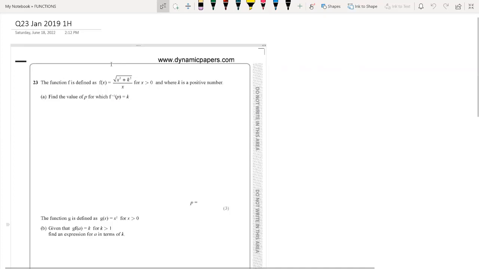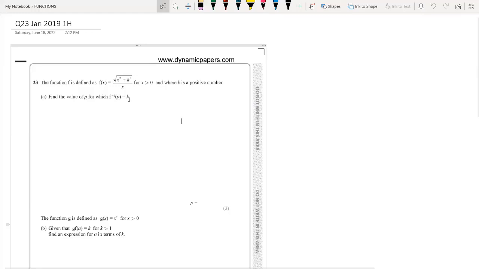The question is about functions. It's question number 23, and it says that we have a function f of x equal to the square root of x squared plus k squared over x, for which x is greater than 0, and k is a positive number. Find the value of p for which f inverse of p is equal to k. So in this question, he wants a value for p which makes f minus 1 of p equal to k.